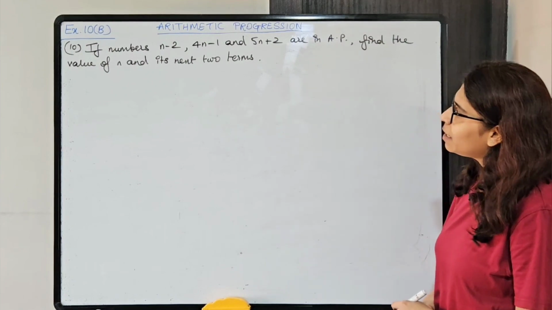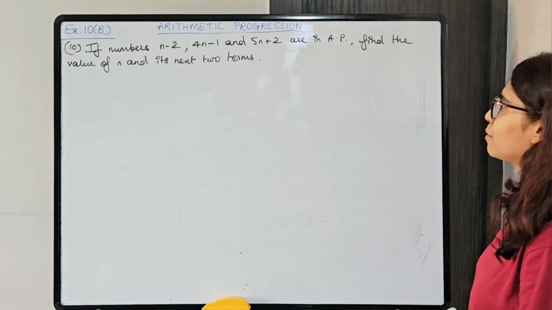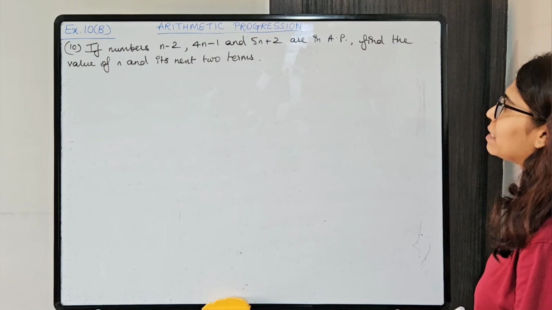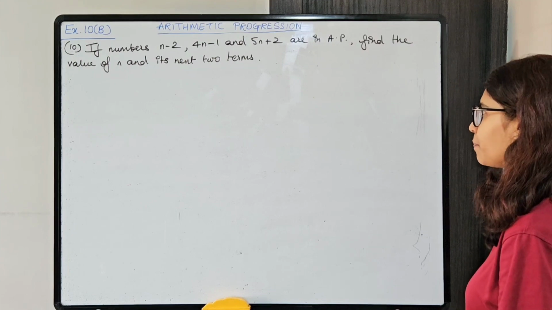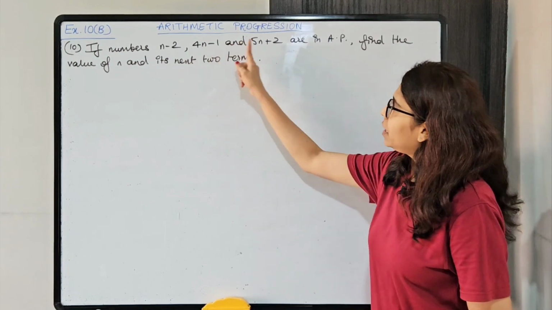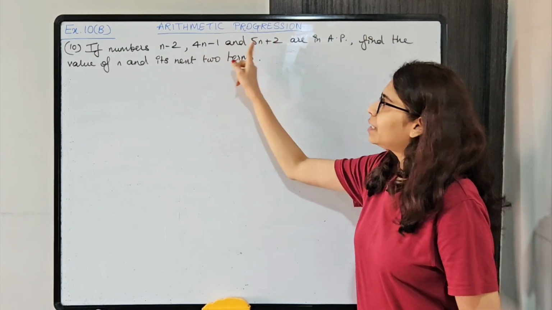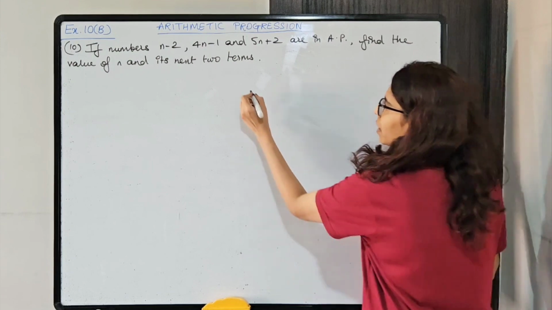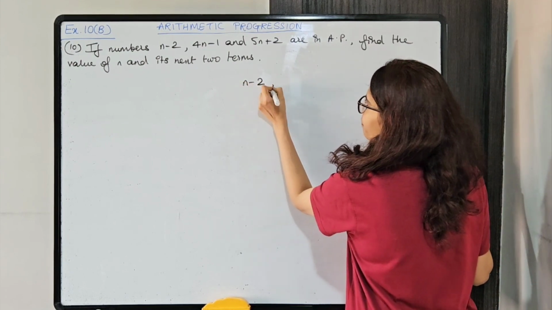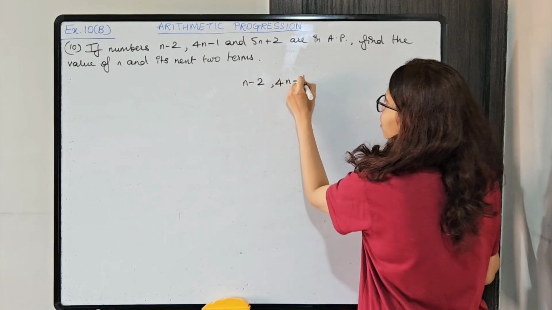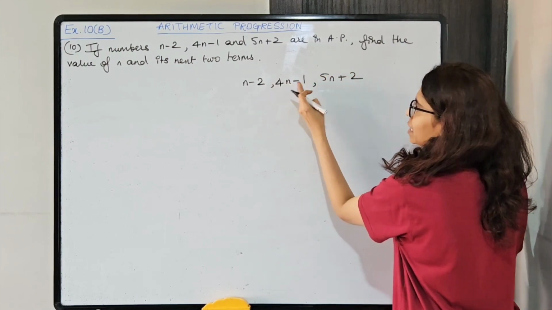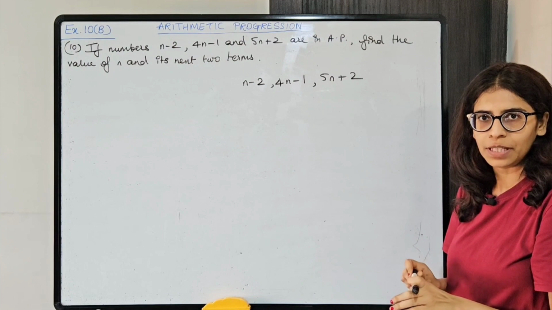If numbers n minus 2, 4n minus 1 and 5n plus 2 are in AP, find the value of n and its next two terms. These three numbers, that is these three terms, are in AP. So n minus 2, 4n minus 1 and 5n plus 2 are the three consecutive terms of the AP.